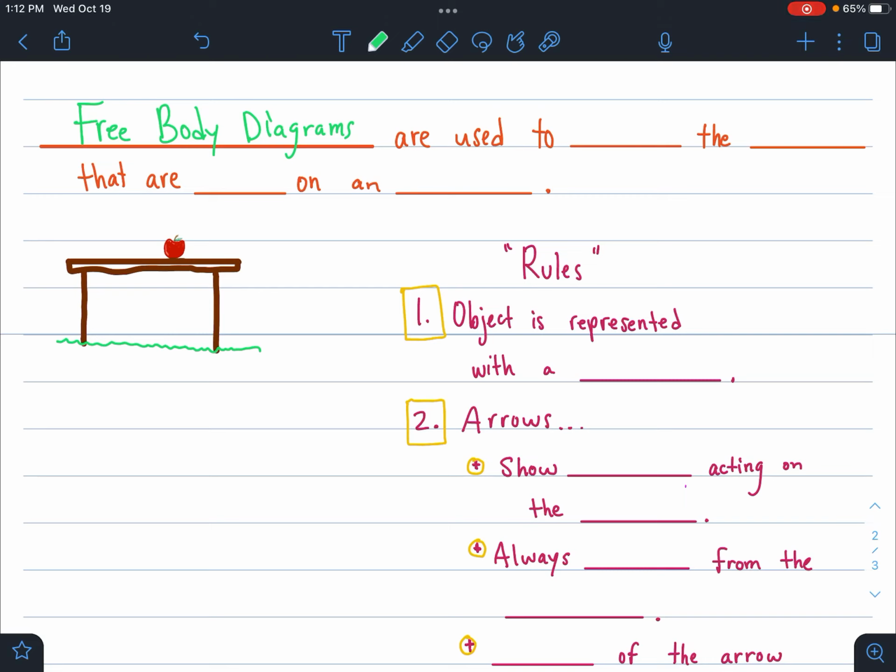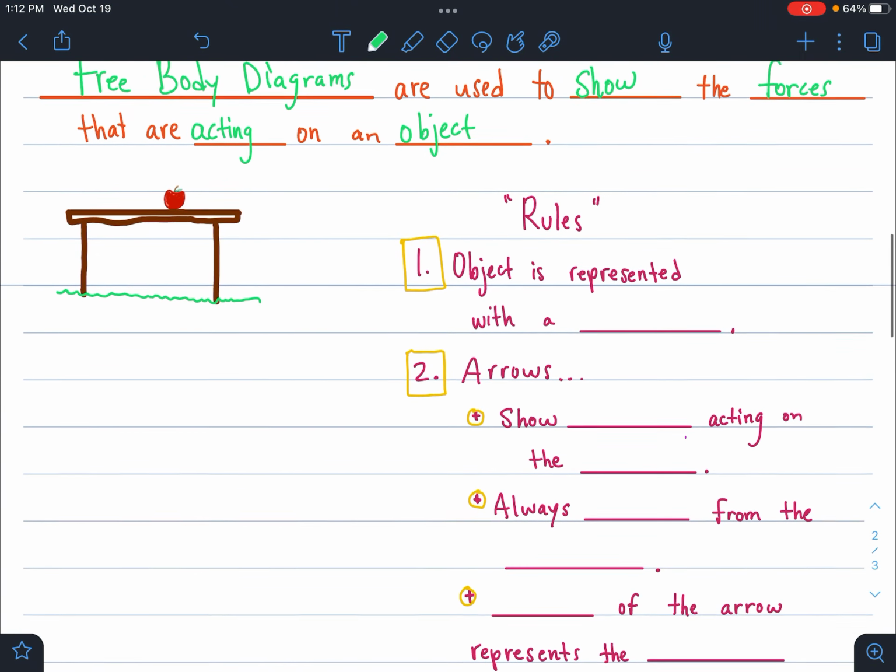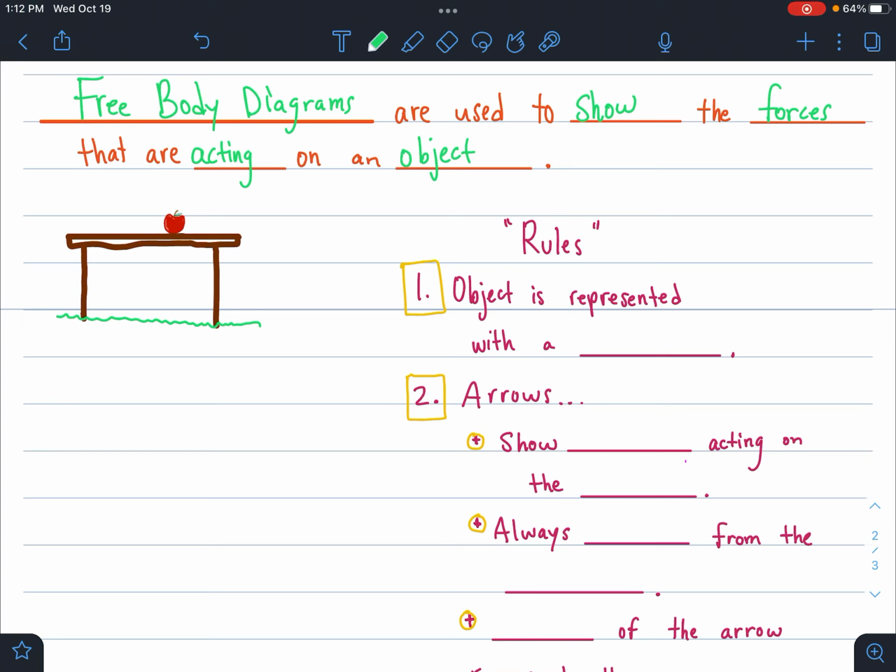So free body diagrams are used to show the forces that are acting on an object. So instead of showing the object in its full complex scenario, we want to free it up. Now, in order to understand how we're going to actually draw a free body diagram, there's a couple rules that we need to follow. First is that the object, in this example, the apple, is going to be represented with a square. Or you could say a box even. So go ahead and do that over here. Let's draw ourselves our first free body diagram by drawing ourselves a square.